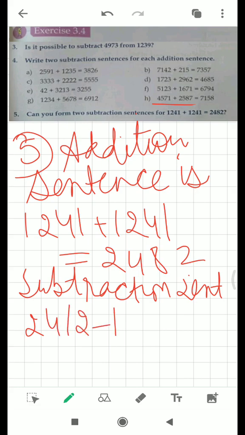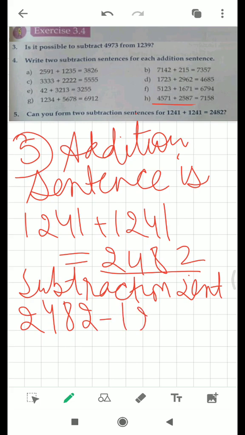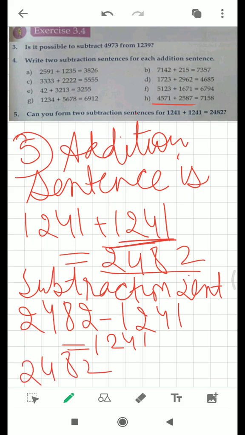Subtraction sentences. 2482 minus 1241, bigger number has to come here, it will be 1241 again. 2482 पहले मैंने ये लिख लिया, अब मैं ये लिख लूँगी minus 1241 which comes out to 1241.